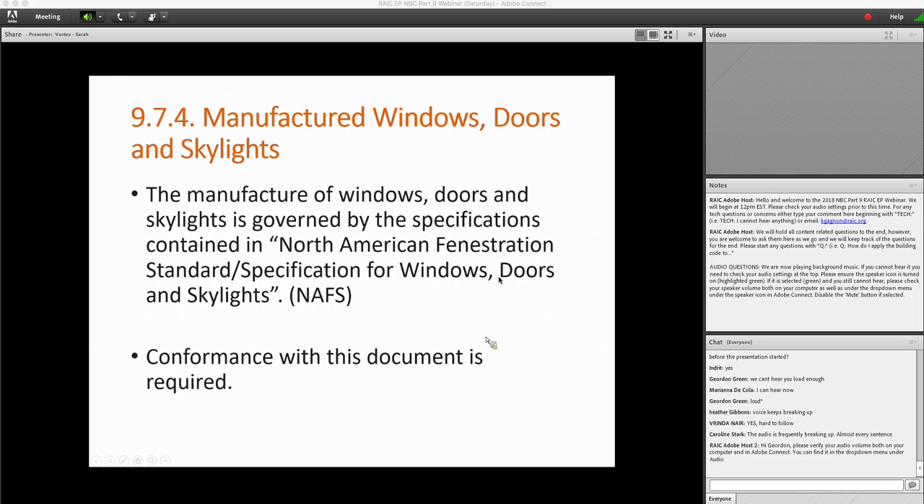Manufactured windows, doors, and skylights also have specific requirements. These must be governed by the specifications in the North American Fenestration Standard specification for windows, doors, and skylights. Conformance is required. This is a building code requirement.